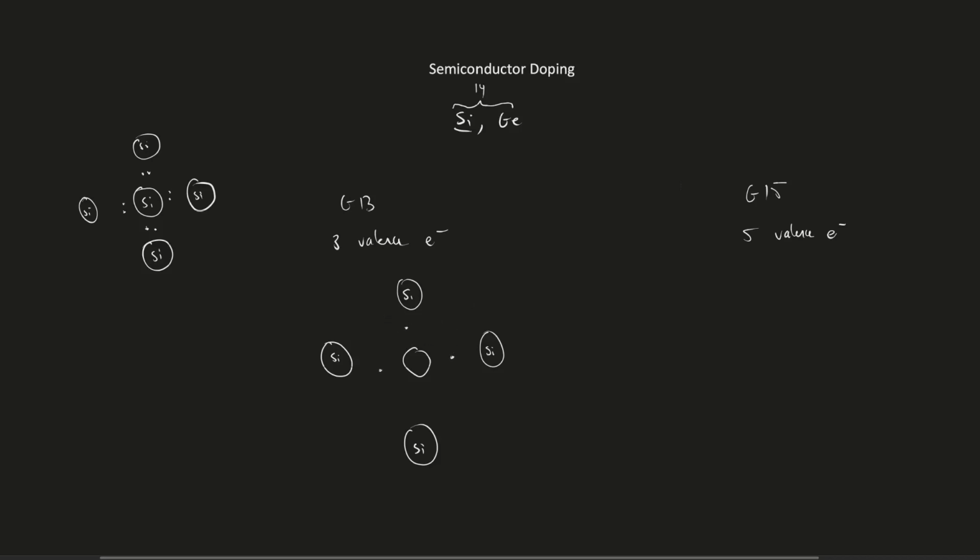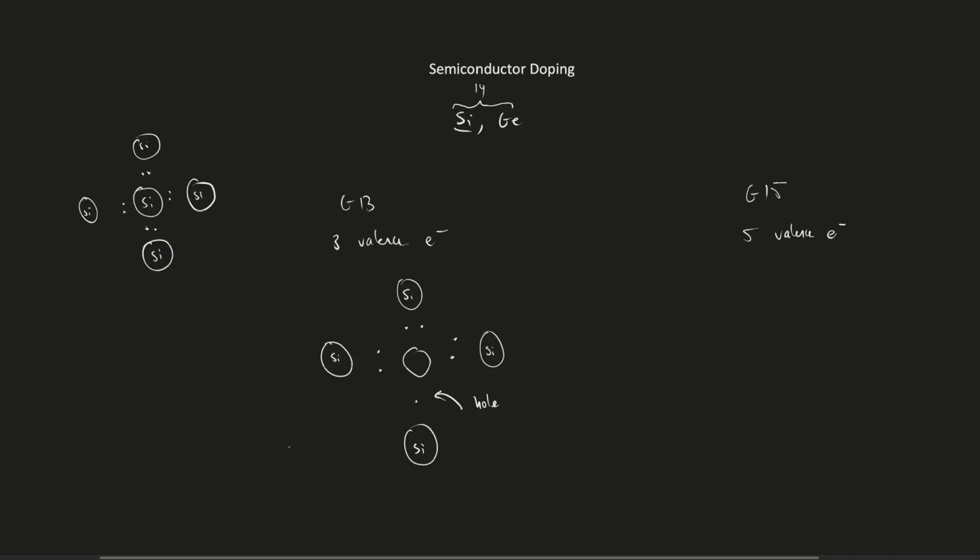So, the effect of that is that it's able to share 3 electrons. It has 3 electrons in its valence shell. So 3 of these silicons will be nicely bonded. And then it's 1 electron short. So you'll notice, compared to the regular semiconductor lattice, there's 1 missing electron, which we call a hole. There should be one here and there's not. So this is a localized region of positive charge.